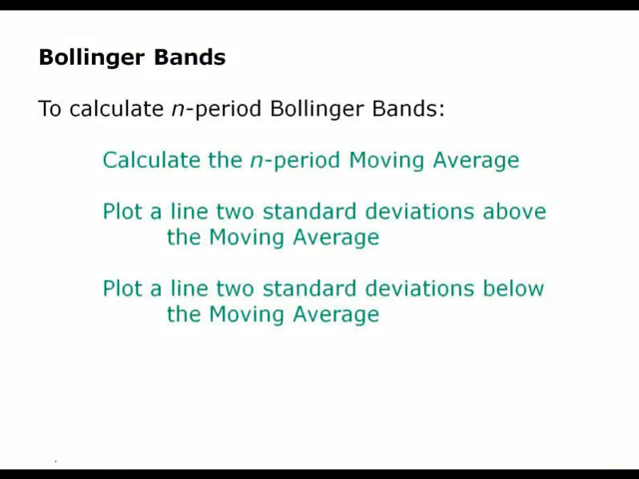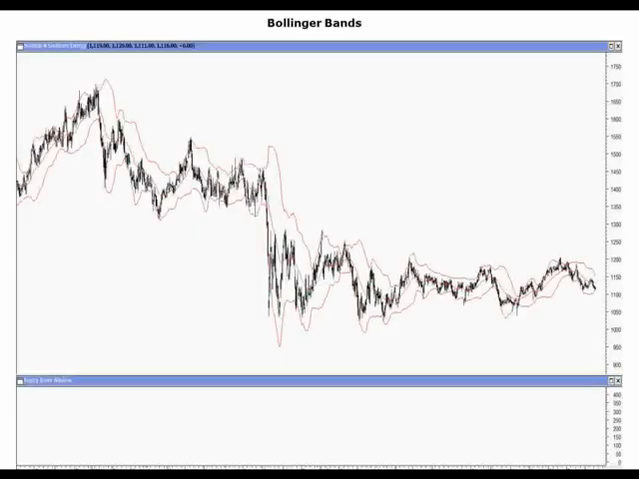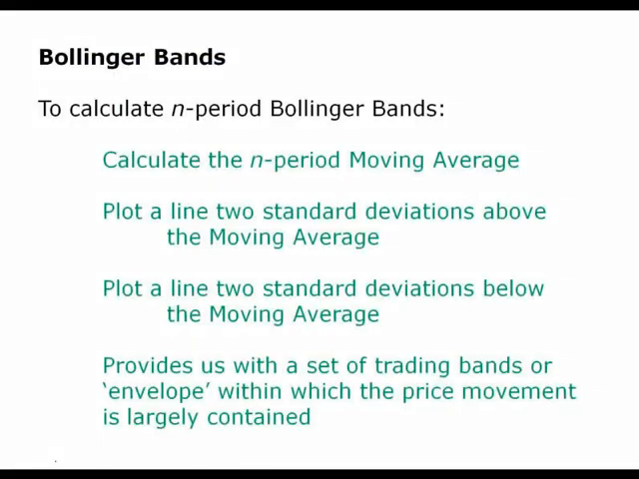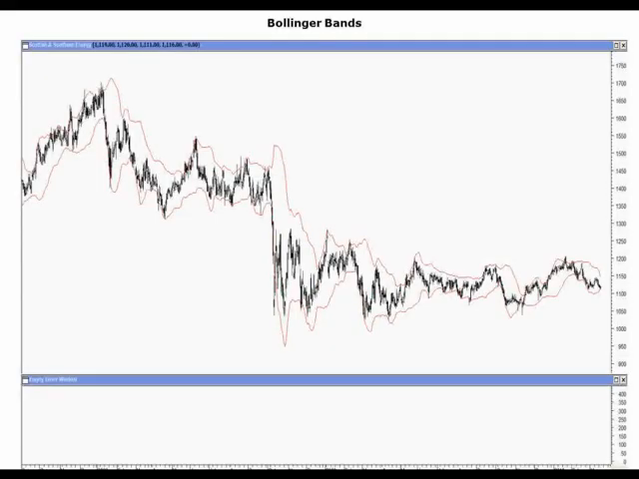The next thing we do is to plot a line 2 standard deviations above the moving average and another line 2 standard deviations below the moving average. This provides us with a set of trading bands or an envelope within which the price movement is largely contained. The Bollinger Bands are designed to contain 95% of the movement of the price. However, this doesn't always work out in practice, as we shall see in a moment.